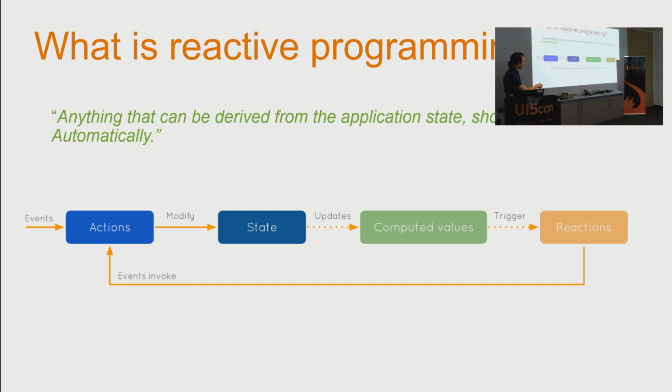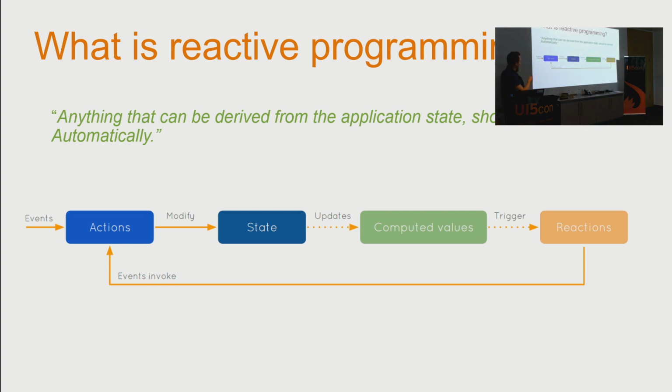So the reactive part is when your state is modified, you should get updates and you can calculate computed values. What those are, I'm going to show in a minute. You can trigger some other reactions as well based on your computed values or your state changes. And those events can route back to actions again. So that's basically a brief overview of the reactive programming model, I think.